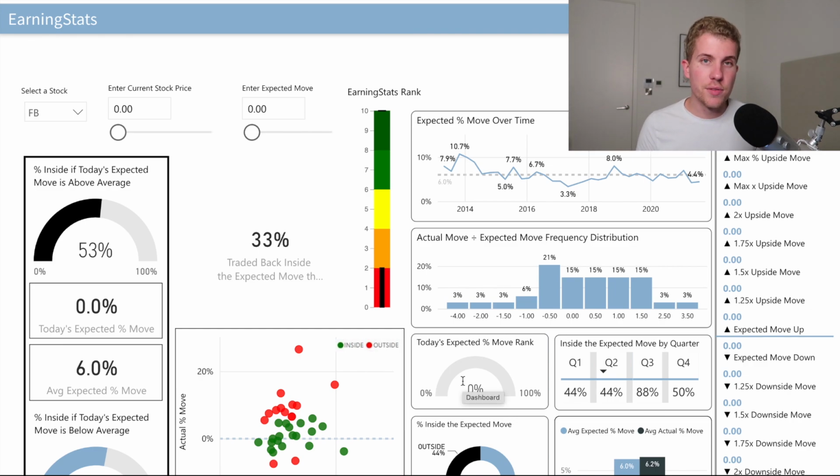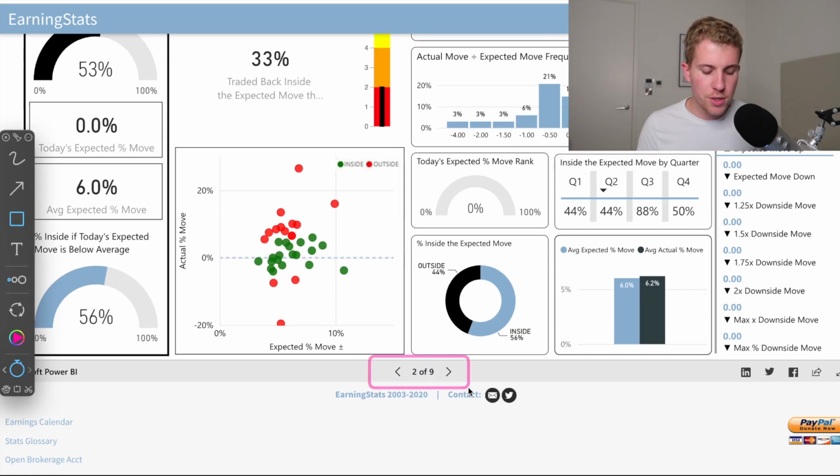There is plenty more information. If we go down, you can see that we are at page 2 out of 9.